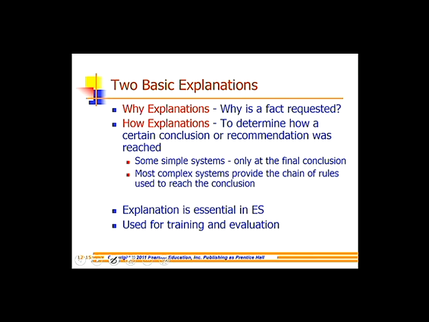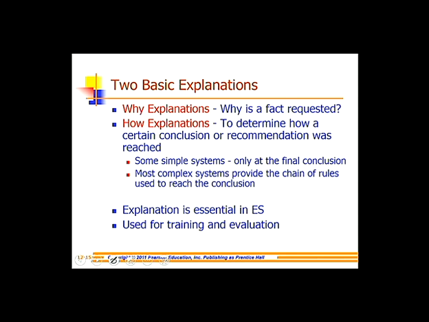There are two types of explanations. Why explanations explain why a certain fact is required. Just like in the previous example, we saw that the user salary information was not available. So we could have asked the user and given an explanation why this fact is required, because without this fact we cannot arrive at a conclusion. It is required for this rule, and then this rule will be used in this way to answer your question. So these are why explanations.